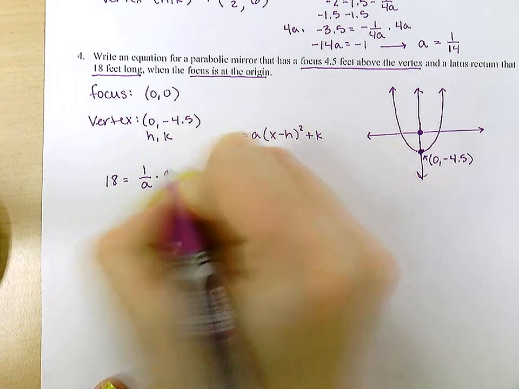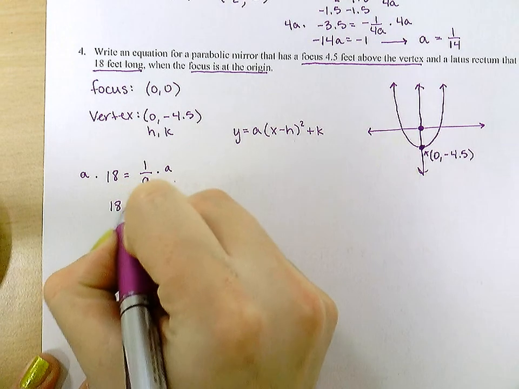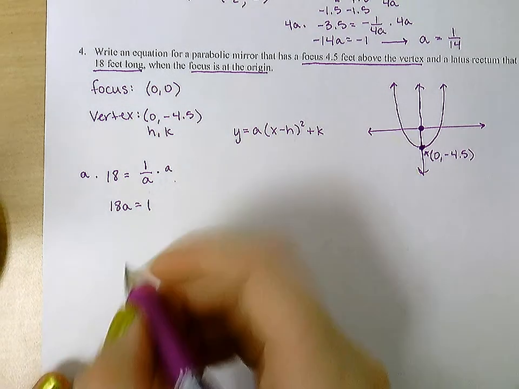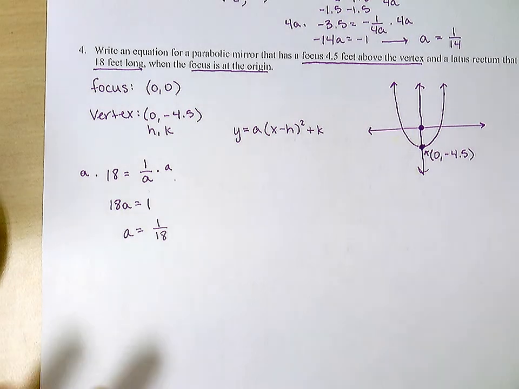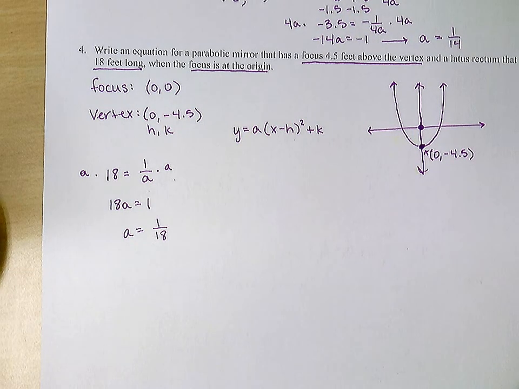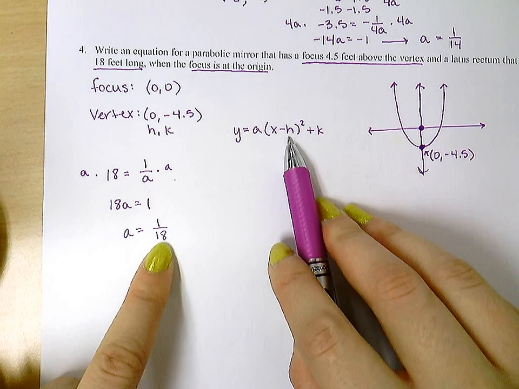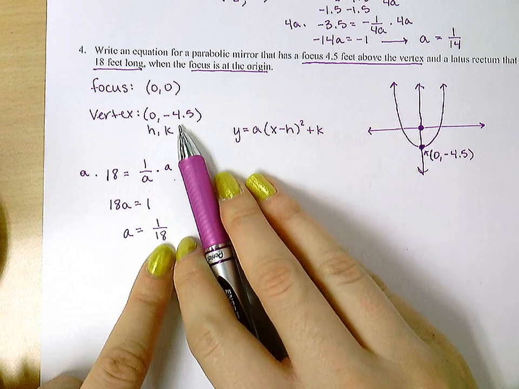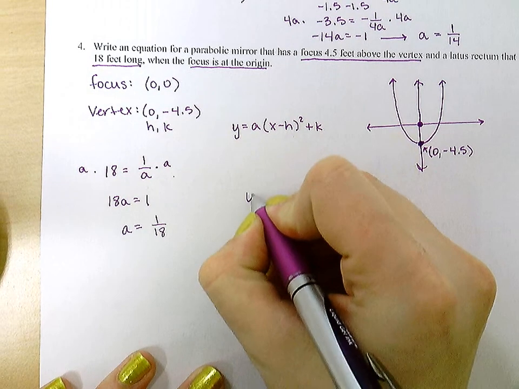From here I'm just going to solve for a, so I'm going to multiply both sides by a. So I have 18a is equal to 1. Then to get a by itself, we'll divide by 18. So a is 1 over 18. Now I do have a. I have what h is, it's 0, and I have what k is, negative 4.5. So all I have to do is plug in those values to that equation.